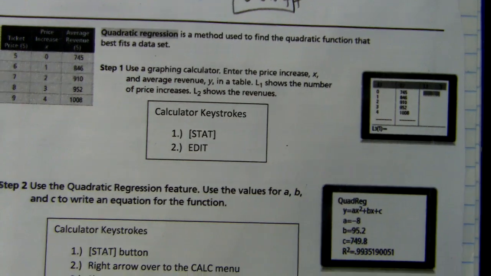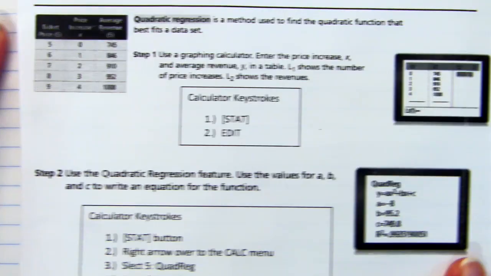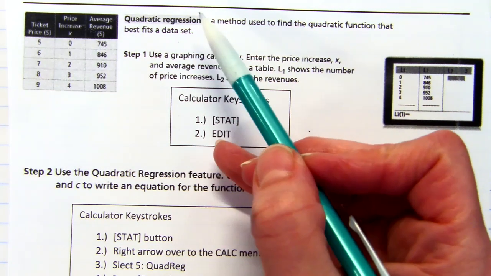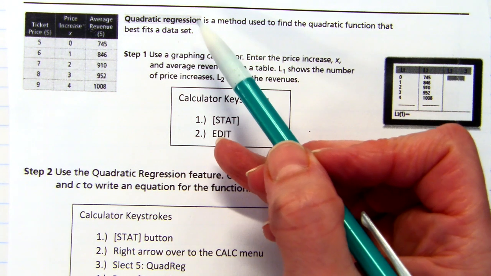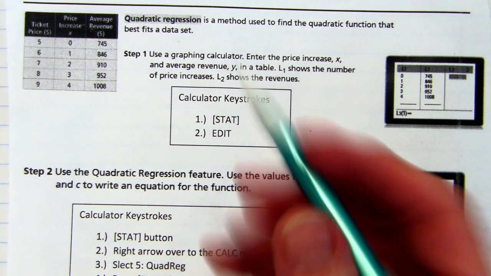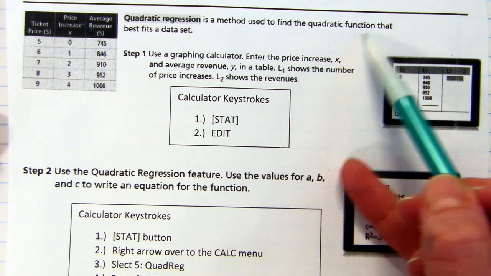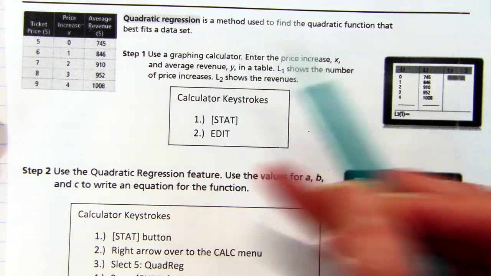Okay, so we're going to do something a little bit different for most of this lesson. We're going to do what's called a quadratic regression. Last year you learned how to do linear regressions, which is using the graphing calculators to find best fit lines. What's different with quadratics is instead of a line, it's going to be a best fit parabola, but they call it a quadratic regression. It's a method used to find the quadratic function that best fits a data set.